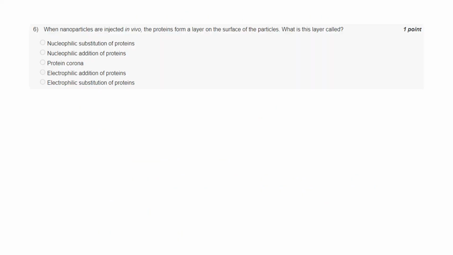Then I'll move on. So the sixth question is, when nanoparticles are injected in vivo, the proteins form a layer on the surface of the particles. What is this layer called? Nucleophilic substitution of proteins, nucleophilic addition of proteins, protein corona, electrophilic. Option 3, ma'am. Third option, madam. Okay, all of you are saying option 3. Anybody else has any other answer?